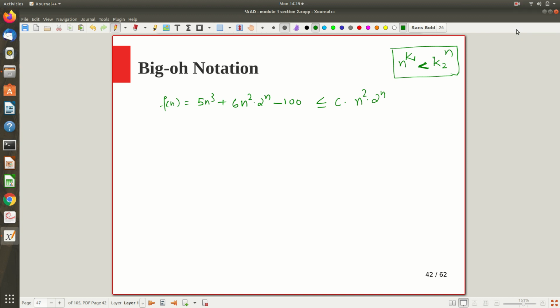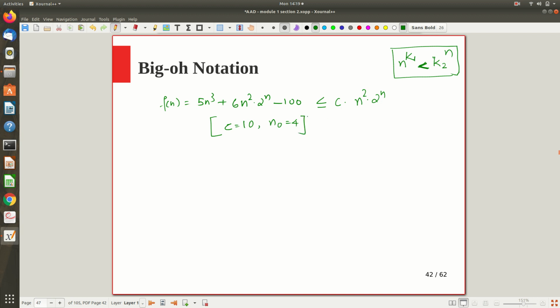One can write like this, right? So you can try with some values of this c and n. I'm just giving you some value for this c. You can just put c is equal to 10 and n0 is equal to some 4 onwards. I don't know, you just check it.